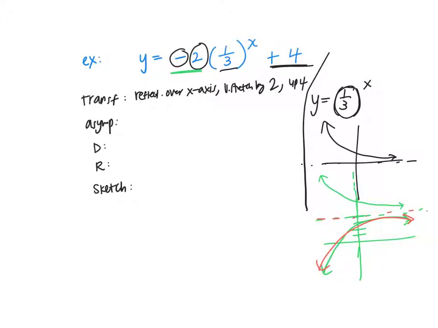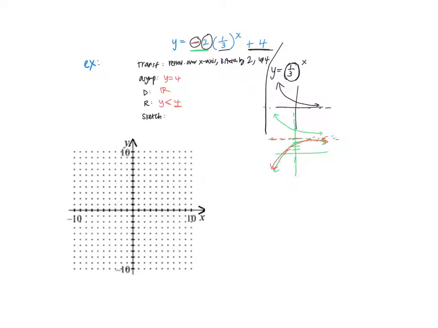So using that to help me, I know my asymptote is at y equals 4. Domain is all real numbers, all the x values are used. Range is y is less than 4 because all of my points lie below my asymptote. So if you have that reflection over the x-axis, you're going to have a range that is y is less than the value of your asymptote. Now let's go ahead and actually sketch this graph using 3 points.